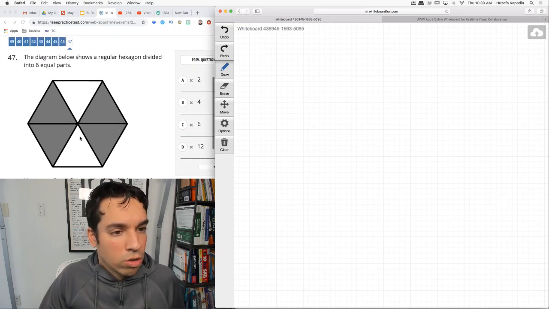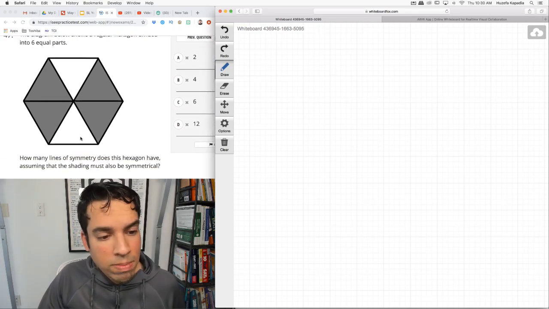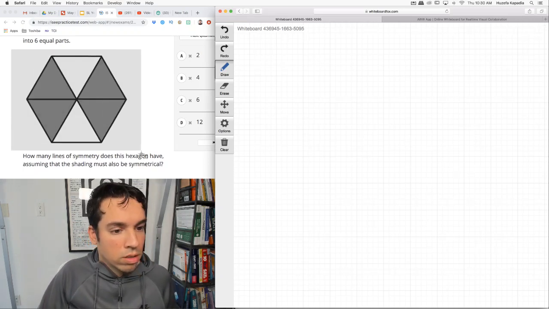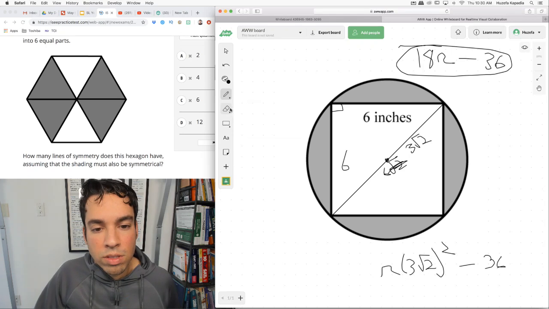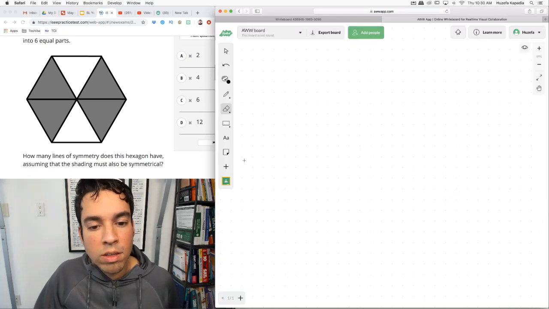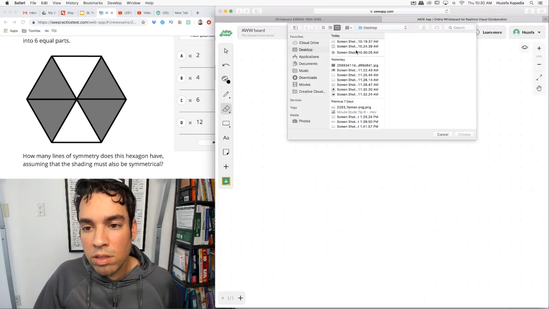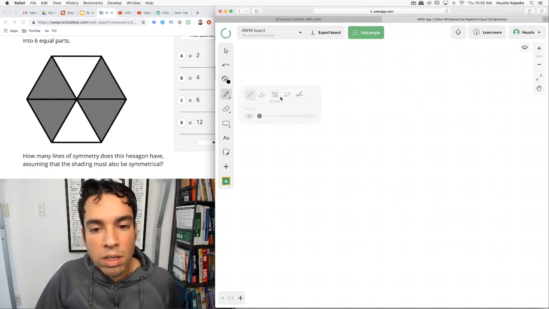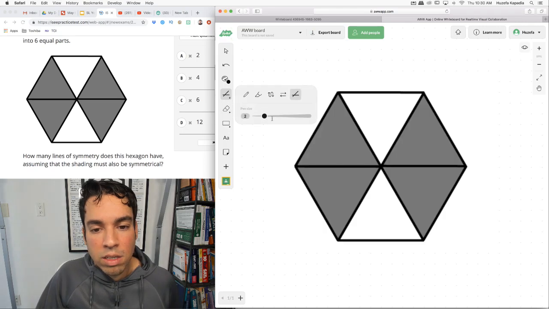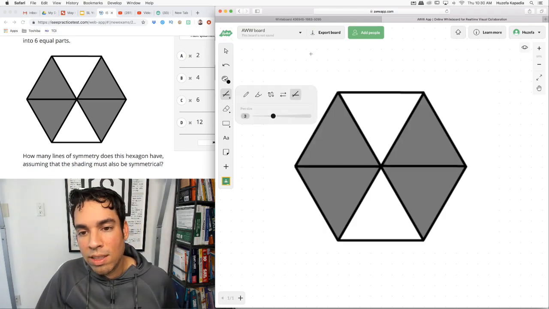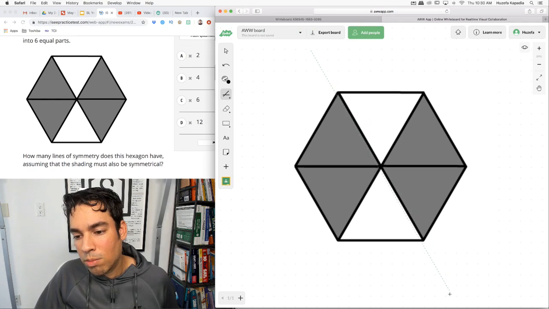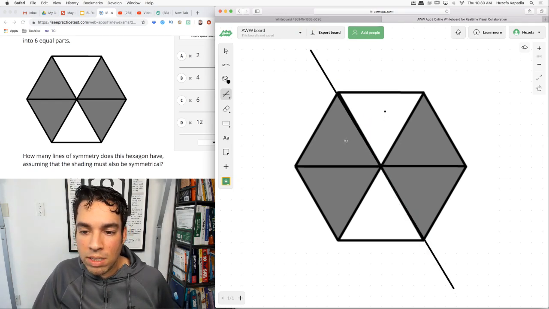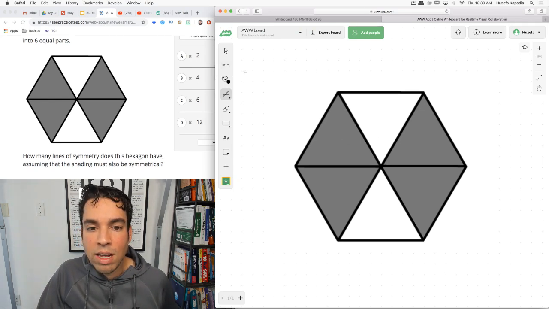The diagram below shows a regular hexagon divided into 6 equal parts. How many lines of symmetry does it have? Now, I'm going to draw this out. Lines of symmetry. This is very important. The fact that they shaded it changes this, because otherwise it would have more lines of symmetry. This is not a line of symmetry because of the shading. It should be the same as this, and they're not. So that's not a line of symmetry.